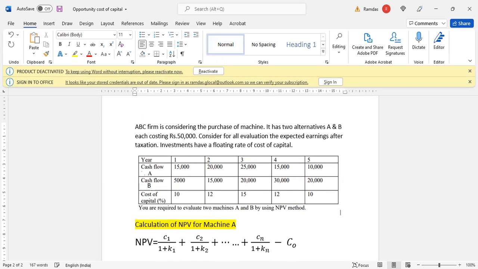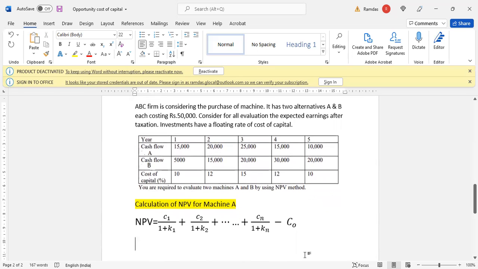So we are calculating the NPV for machine A. Here we are supposed to calculate C1. C1 is the cash inflow of the first year. So it is going to be equal to 15,000 divided by 1 plus K1. K1 is your cost of capital. Cost of capital is 10%. 10% can be rewritten as 0.1. It's going to be in the bracket. Next, plus C2. C2 is your second year cash inflow. Second year cash inflow is 20,000 divided by 1 plus cost of capital, which is 12% for the second year. So it can be rewritten as 0.12.